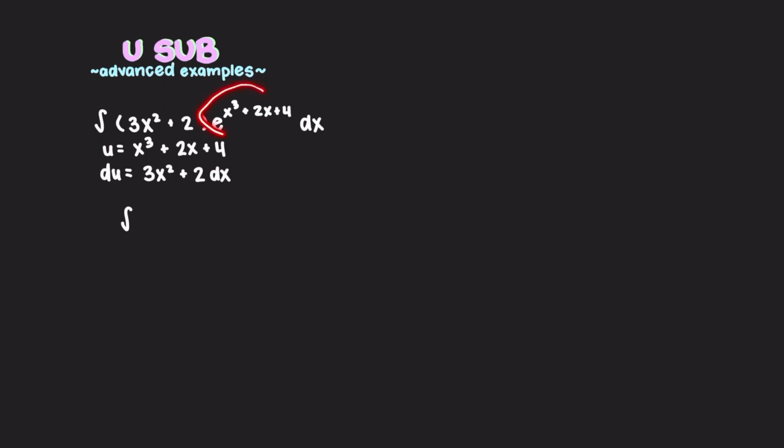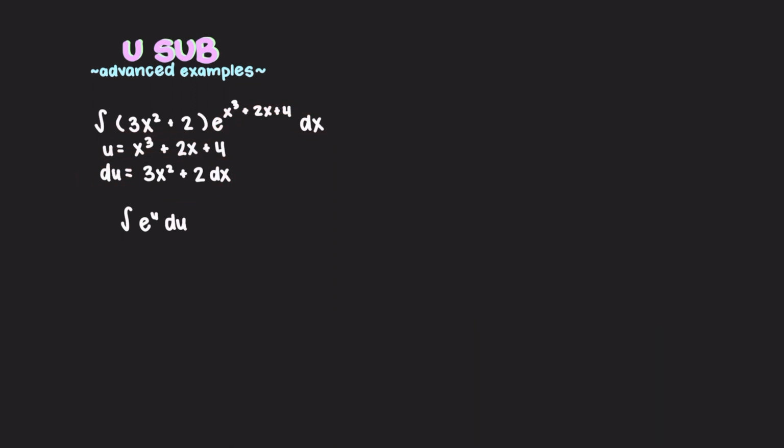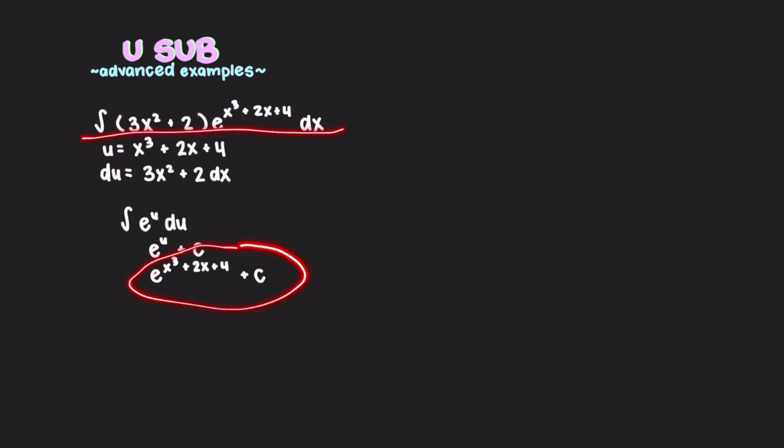So we're going to have to take care of this e to this little number here. If we put e to the u, that's going to take care of this. And then we need to take care of this 3x squared plus 2 dx, which is equal to du. So we just put du right there, easy as pie. If we take the antiderivative of this, it's going to give us e to the u plus c. And now our last step is to just plug in u into our solved integral. So this is going to be our answer for this integral.